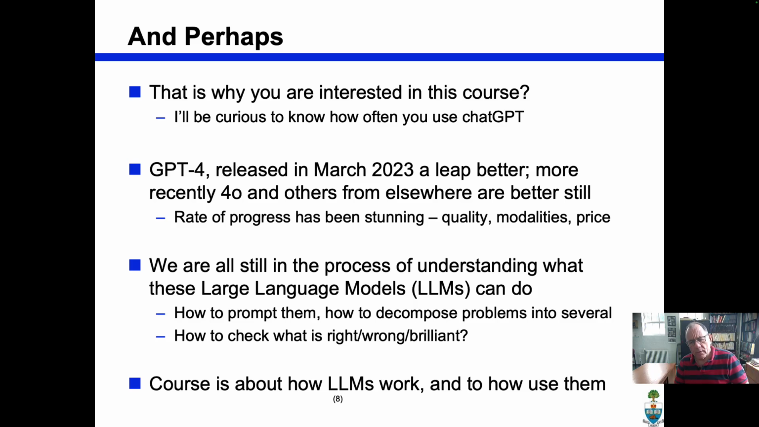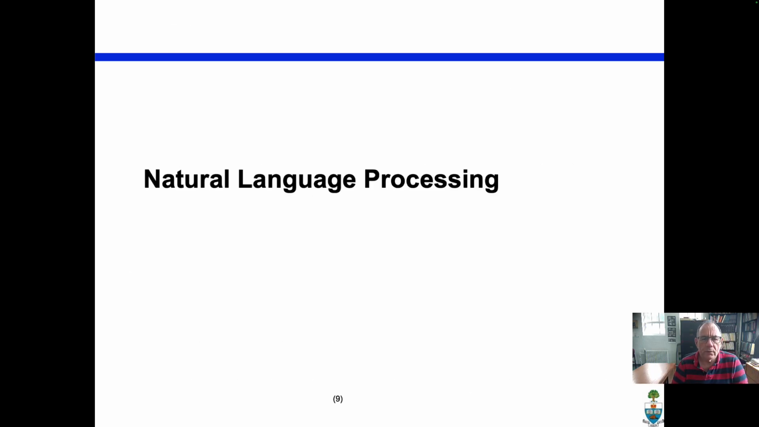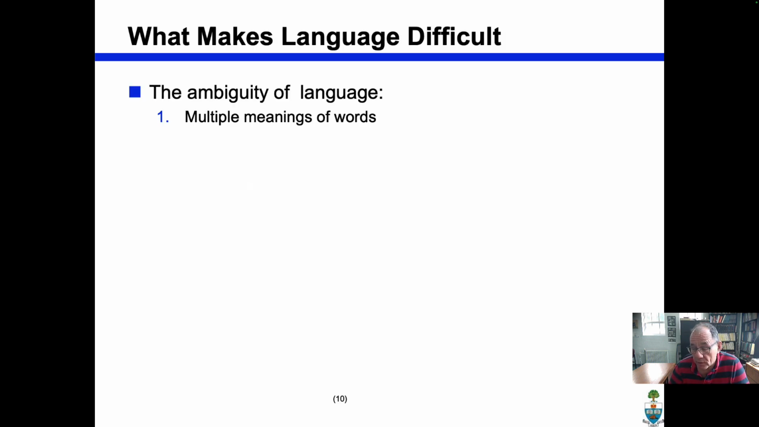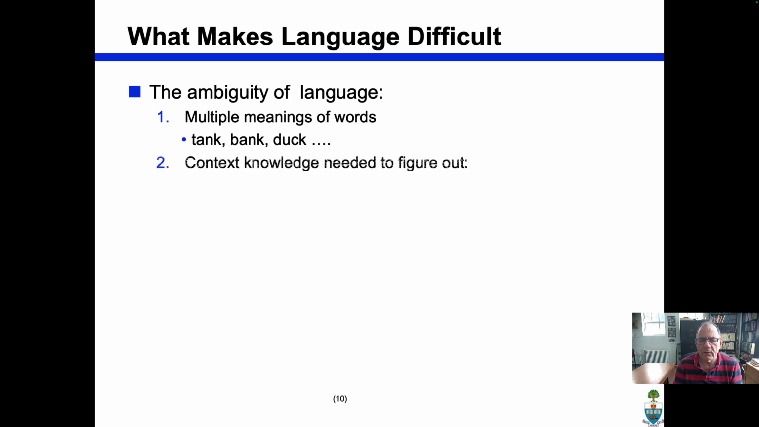So the course is about how these large language models work and how to use them, all in the context of what has been called natural language processing. And let's just spend a moment on talking about why language is a difficult thing to deal with. Well, language is incredibly ambiguous, particularly the English language, but all languages. There are multiple meanings of the same word. Think of the word tank. It is both a verb and a noun, and it has completely different meanings. Same with bank, same with duck, and lots of other words. So simple, ordinary processing has difficulty with those.